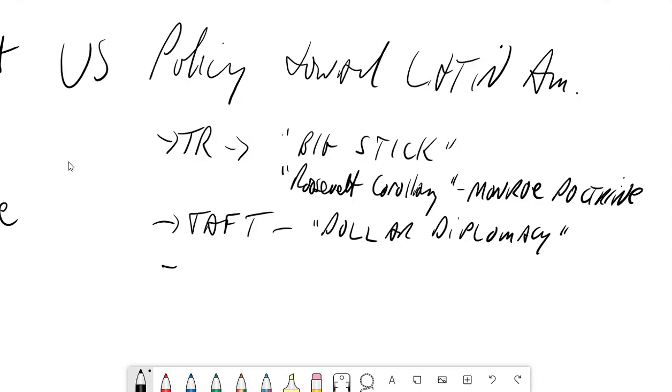Taft is followed by Woodrow Wilson, who followed what he called a path of moral diplomacy. So he used the moral force of his arguments about the goodness of American democracy and doing things the American way to convince these Central and South American and Caribbean countries to do what the United States wanted. But once again, Wilson sent in the U.S. Marines on several occasions to take over countries that were not doing things his way.